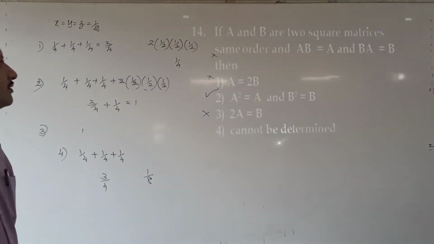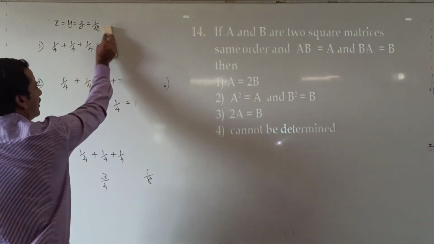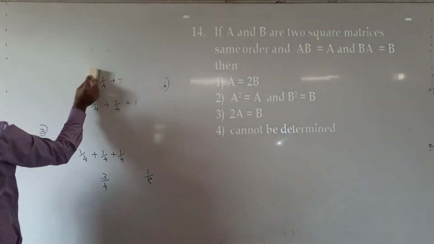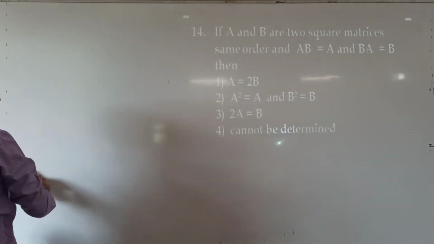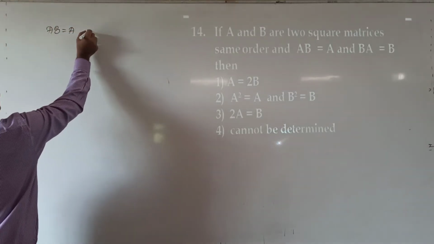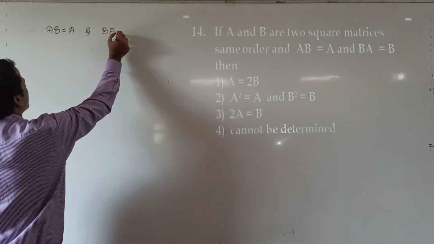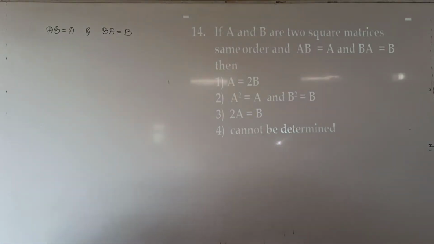Okay, 14th question. If A and B are two square matrices of the same order and AB is equal to A, BA is equal to B, then what happens? AB is equal to A and BA is equal to B. I will multiply this equation by A, multiplying by A from the right side.